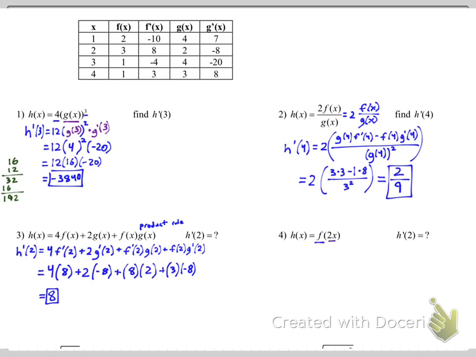For number 4, this is a chain rule. Notice you have 2x on the input. So we're going to do the derivative of the outside, leave the inside alone, and we're plugging in 2, so you can get a lot of 2's in there. Then multiply by the derivative of the inside. Well, the derivative of 2x is 2, so we're going to have to multiply by 2 at the end, just like that. Find f prime of 4, and we get 3 times 2, also known as 6.